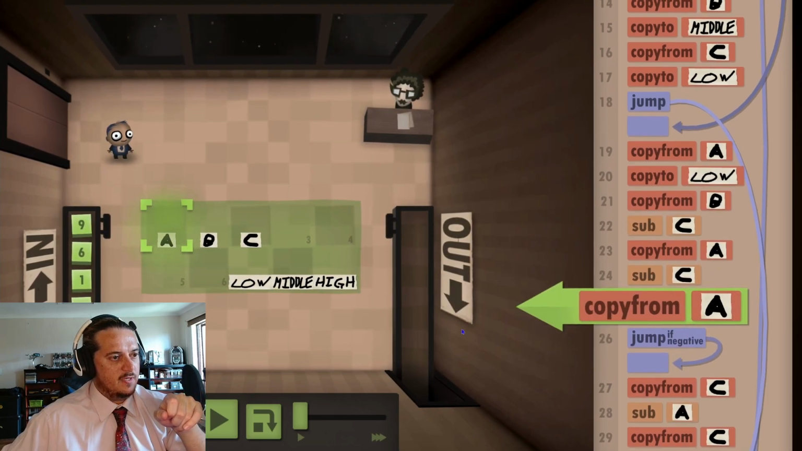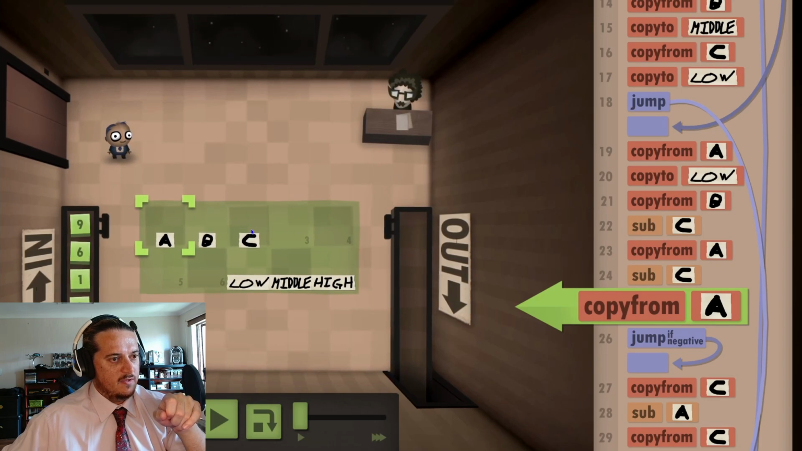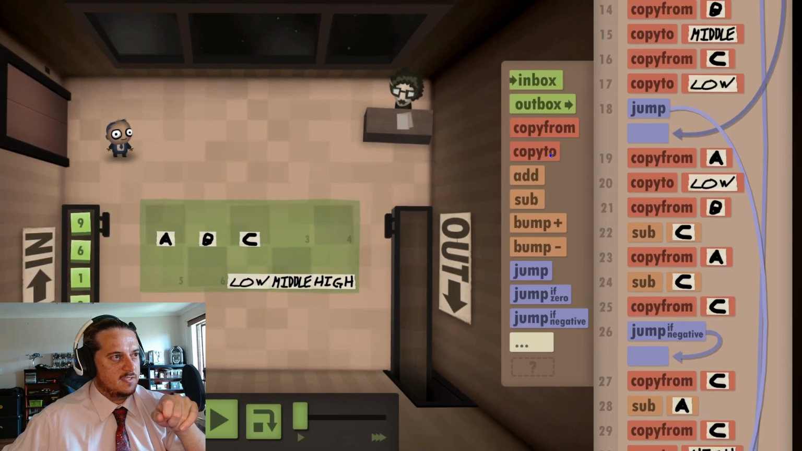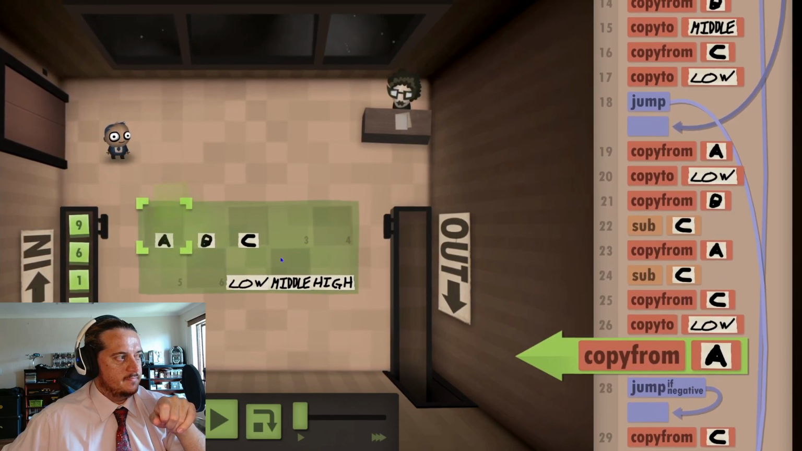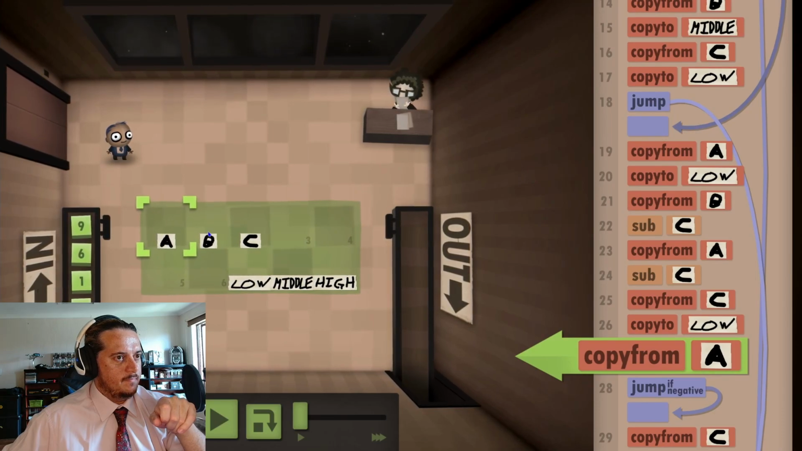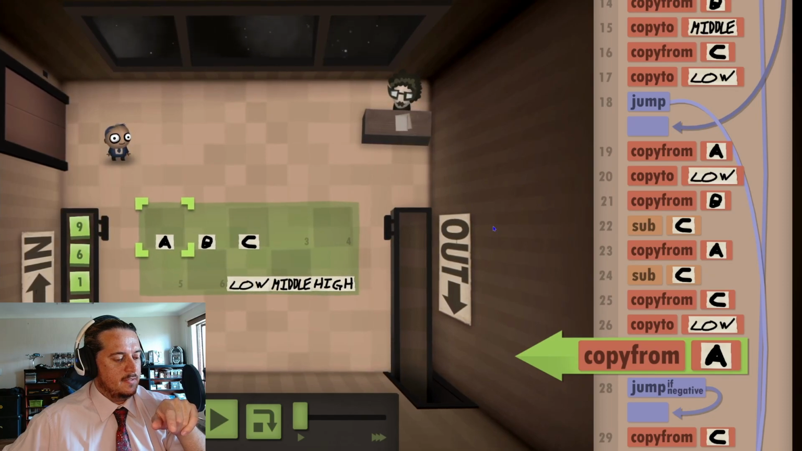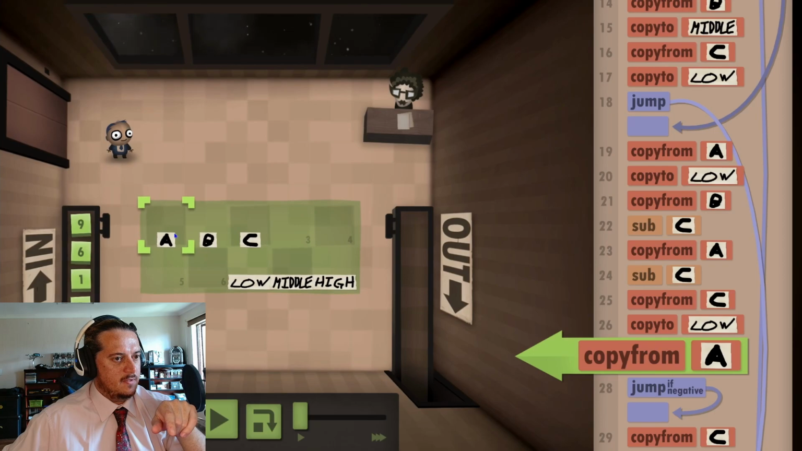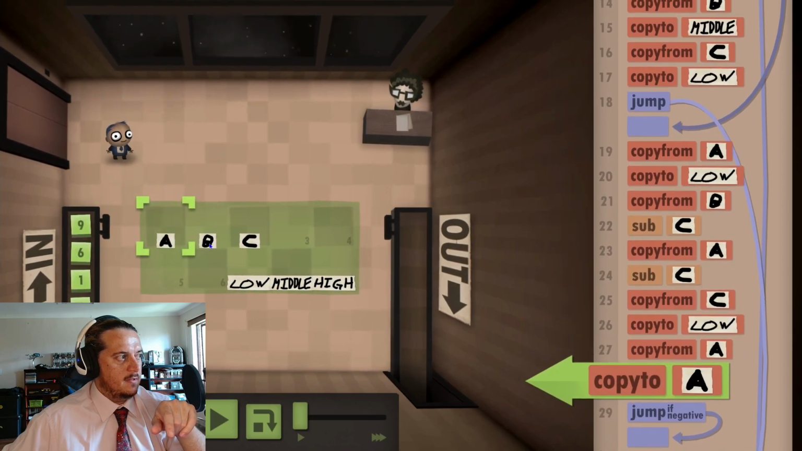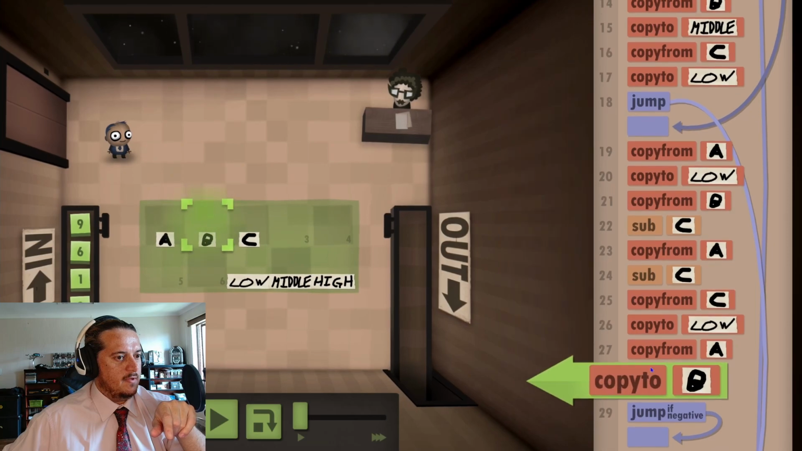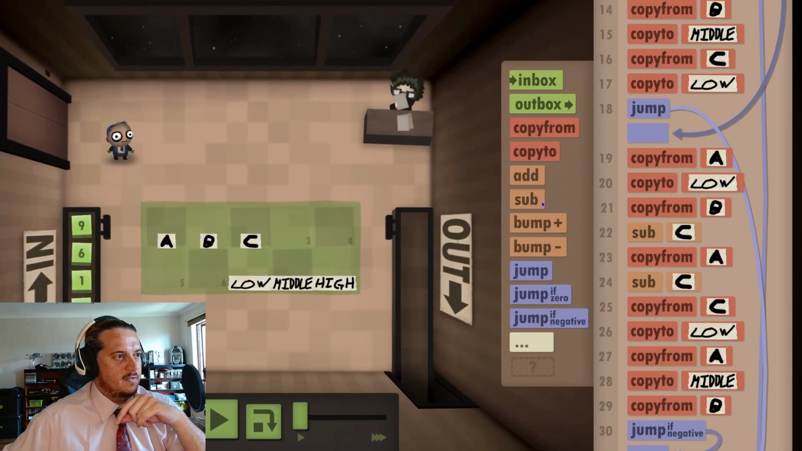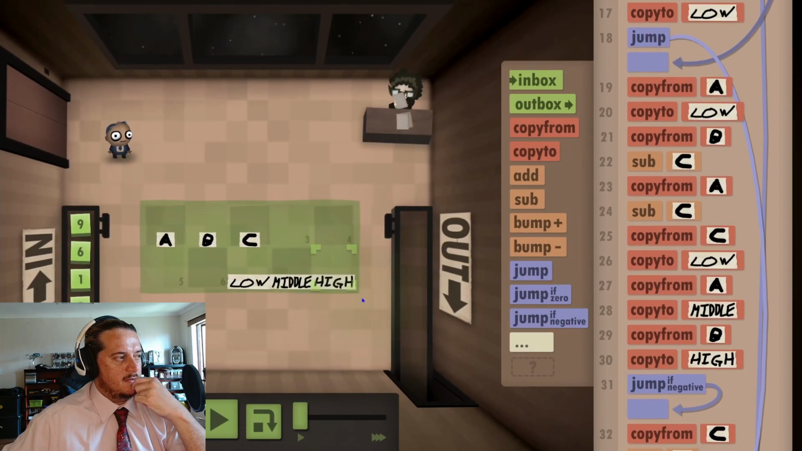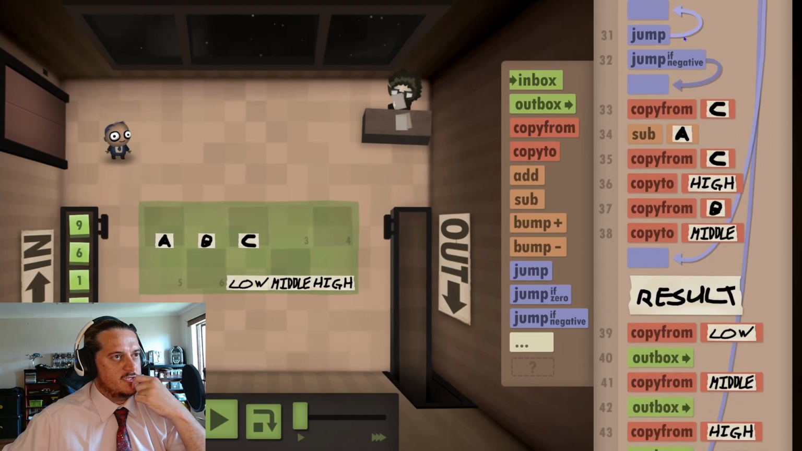And then what we'll be doing is we'll say that C is low. A is middle. No, A is middle and B is high. And then we will be processing, right?